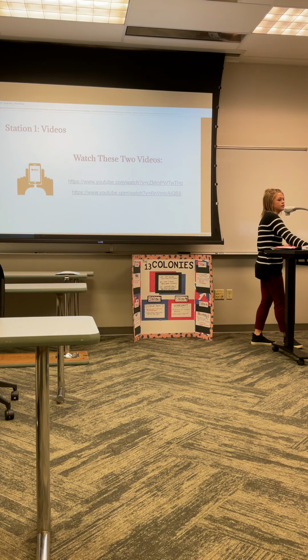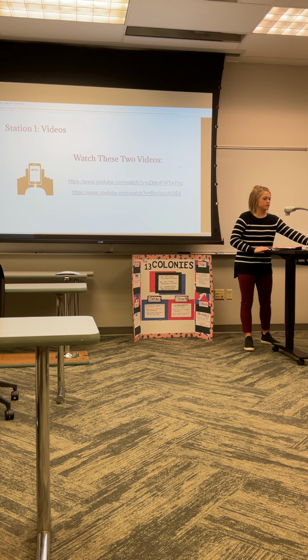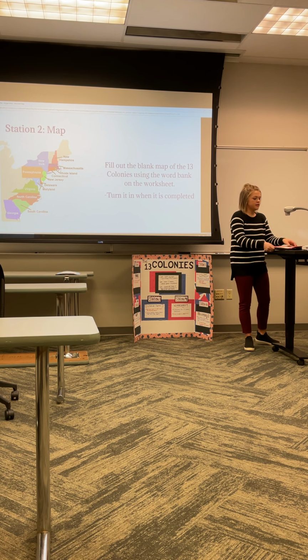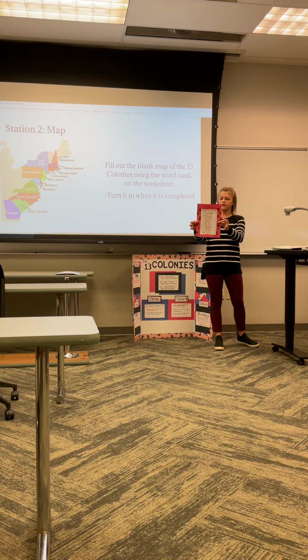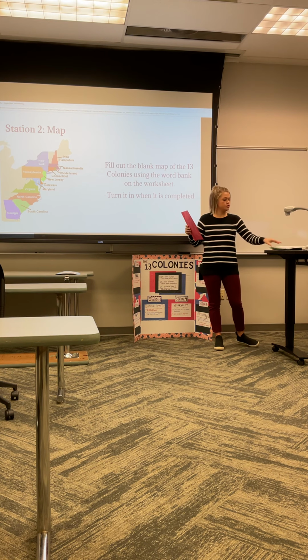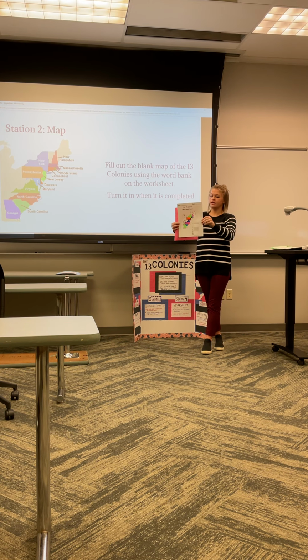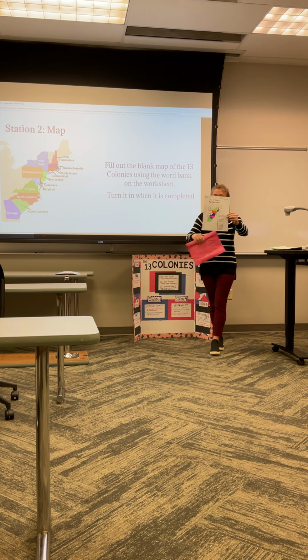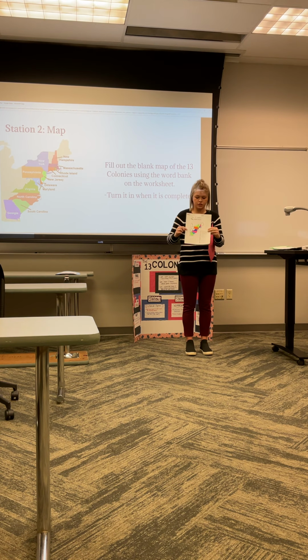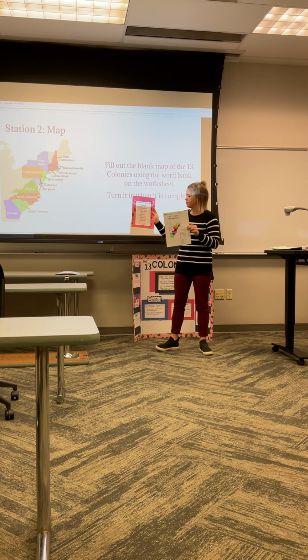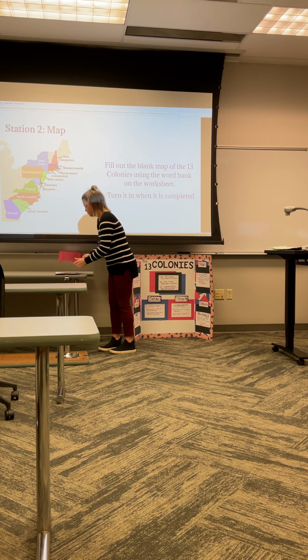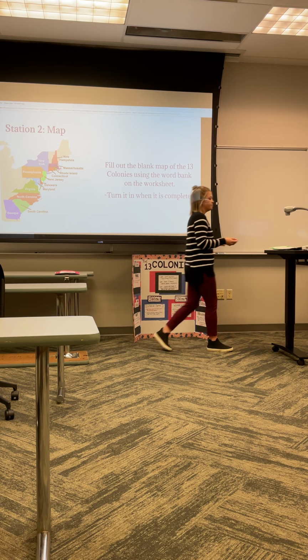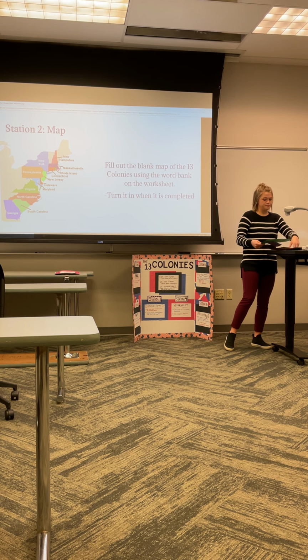Okay, so that will be completed at the blue table, which is Station 1. Station 2, you're going to use this red map at the red table. So you'll be given a blank copy of the 13 colonies map, which they are all numbered. Each state is, and then you are going to put which state is which number. There is a word bank attached to the directions for table number 2. So that will be at your table. Turn in those when you are done.